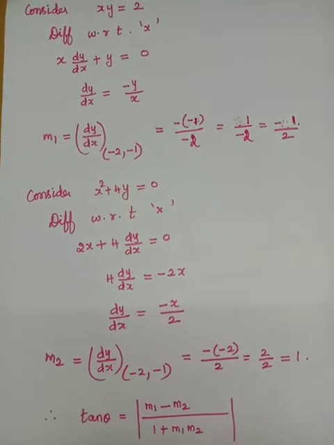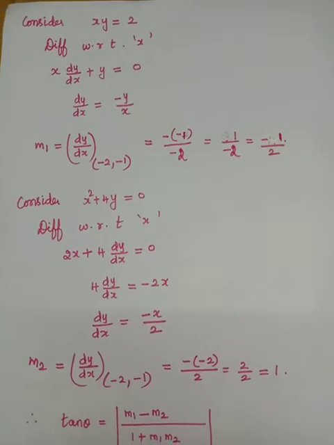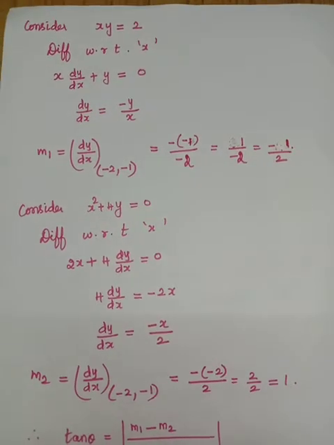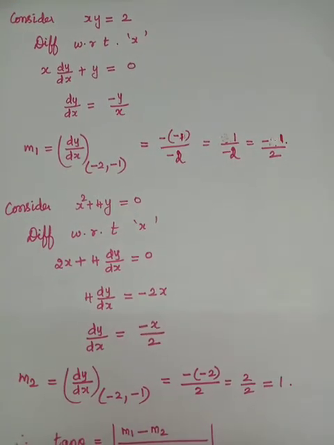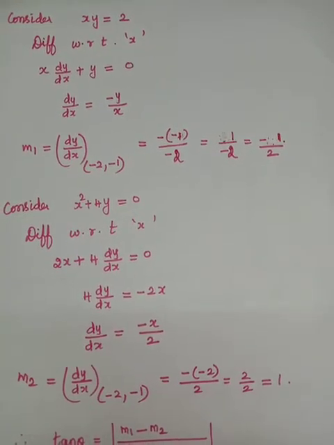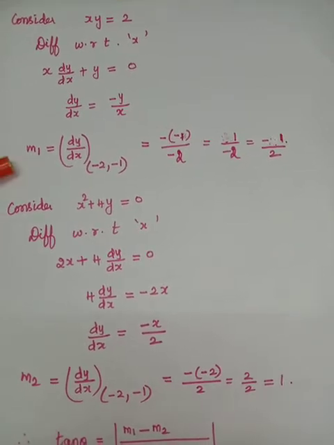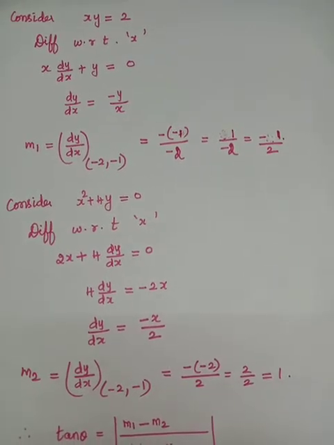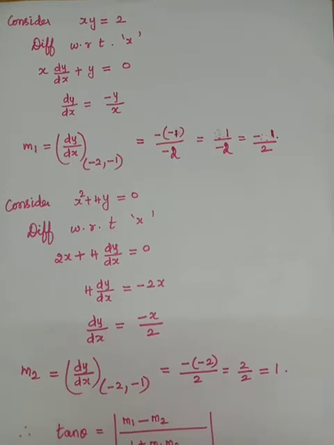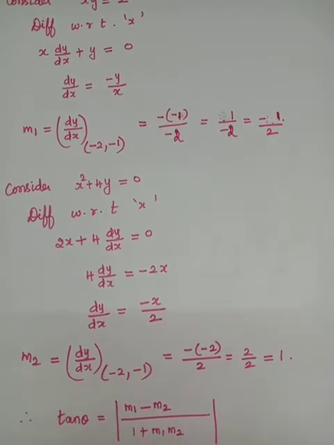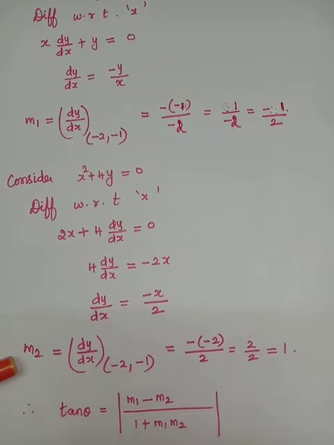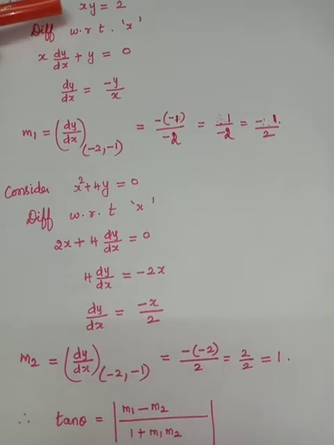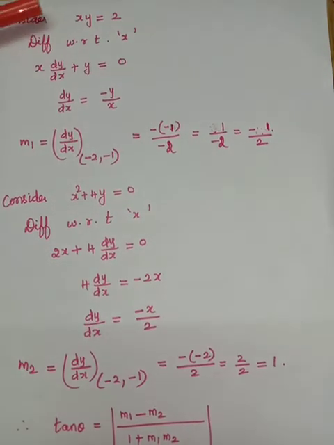If the curves are given, take the curve and differentiate with respect to x, find the derivative and substitute the point of intersection. Substitute the point of intersection, you will get m1. How to find m2? Similarly, the same way. Take the second curve, find the derivative dy by dx and substitute at the point of intersection, you will get m2.